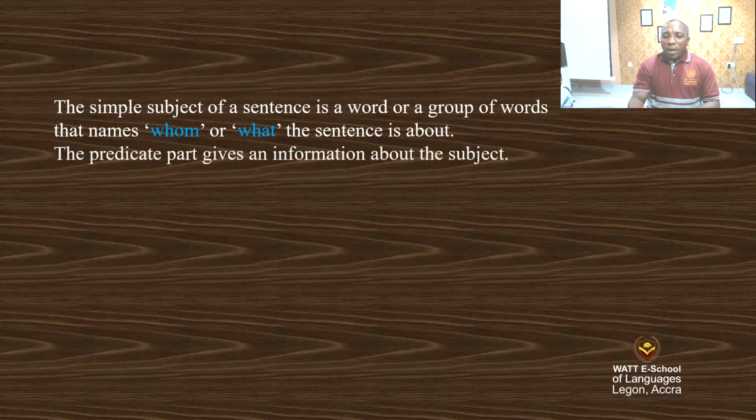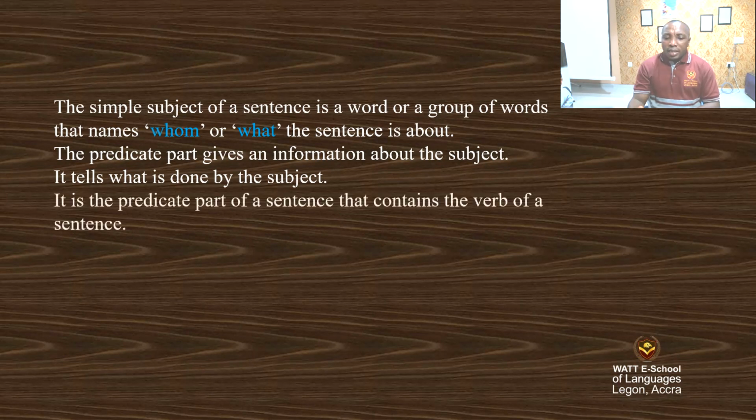Now the predicate part gives information about the subject. It tells what is done by the subject. He is playing ball. So playing ball tells what is done by the subject, he. And the subject also answers the question: who is playing ball?